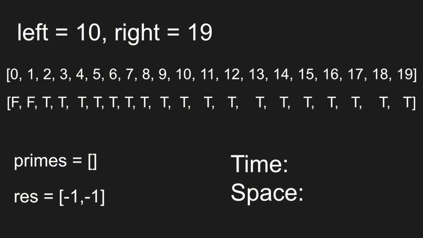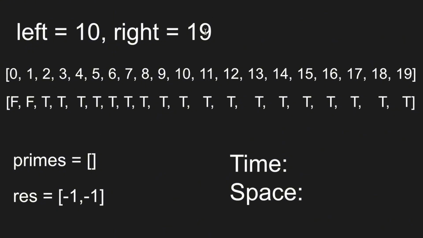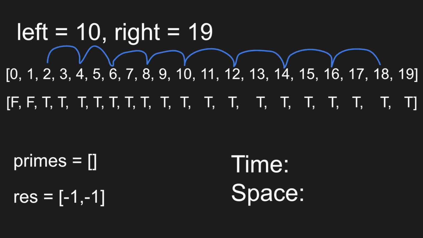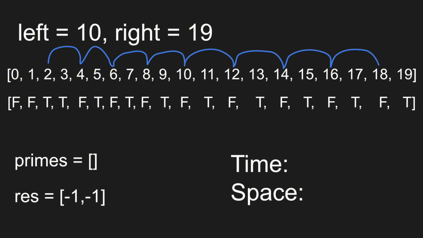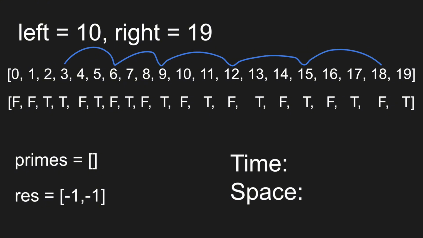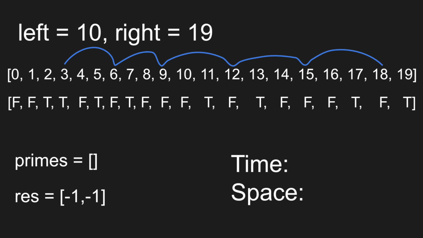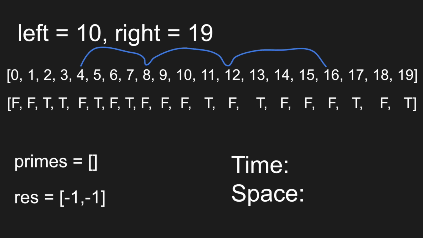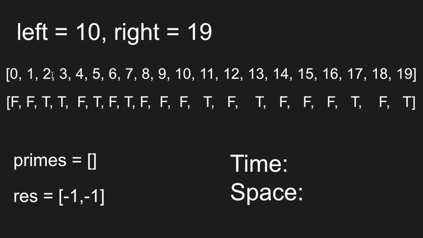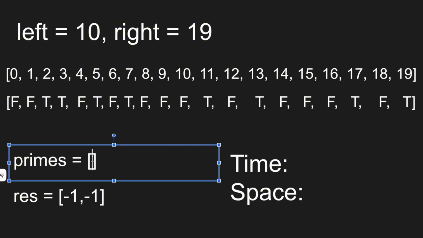So let's go over this example. For this example, the right is 19. The floor square root of 19 would be 4. So we will only iterate from 2 to 4. First we look at all the multiples of 2 and convert all the multiples from true to false. Then we look at all the multiples of 3 and convert all the multiples from true to false. Then we look at the multiples of 4 and convert all the multiples to false if not already done. Now that we have finished iterating from 2 to the floor square root of right, we just add whatever is true from left to right to the primes array. So for this example, we have 11, 13, 17, and 19.